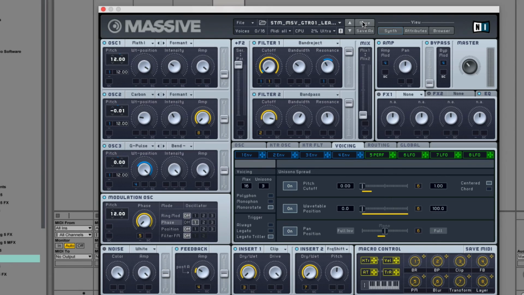So since it's so close, I'm not really going to go over it again. Clear out your ones unless you want them. I didn't want pitch or cutoff in the end. Just switch the oscillators to Math 1, Carbon, and G-Pulse, and I think, yeah, that's it. There's not really much more to say. Switch the feedback. But when you get these, they're already going to be fixed.